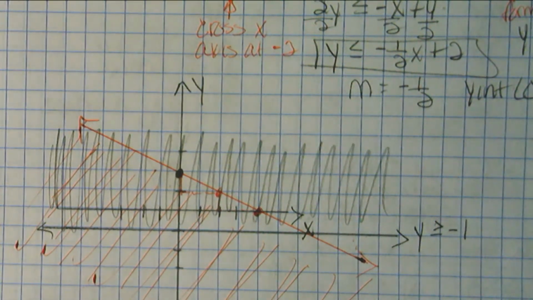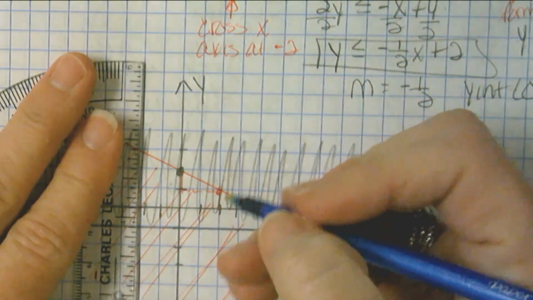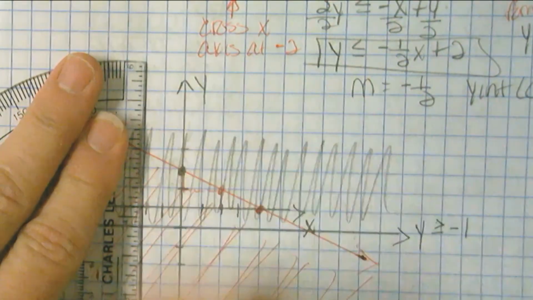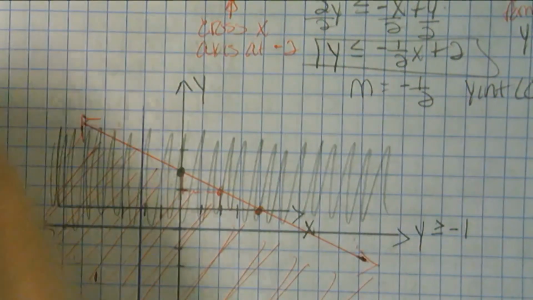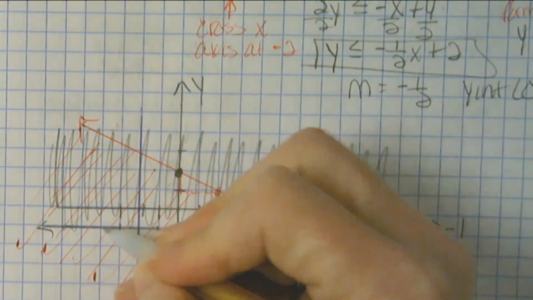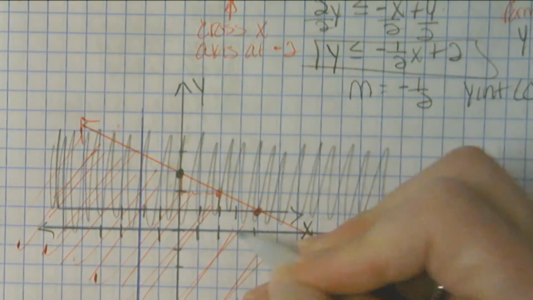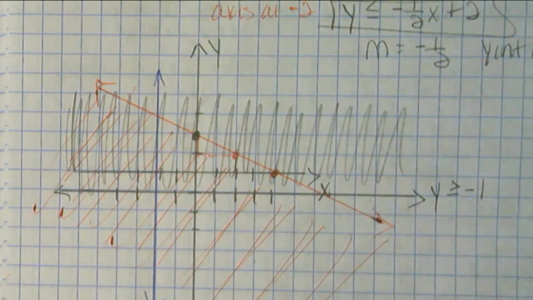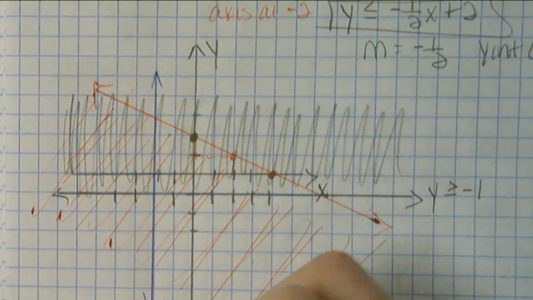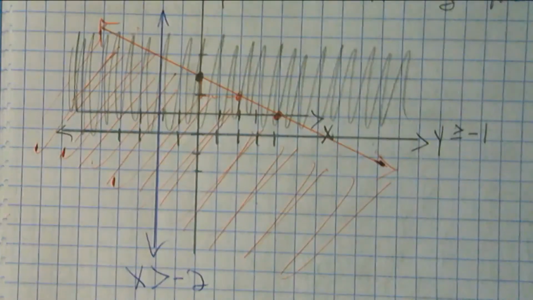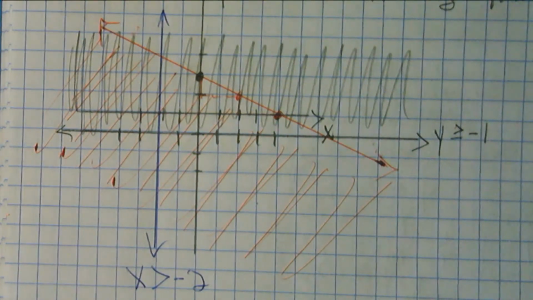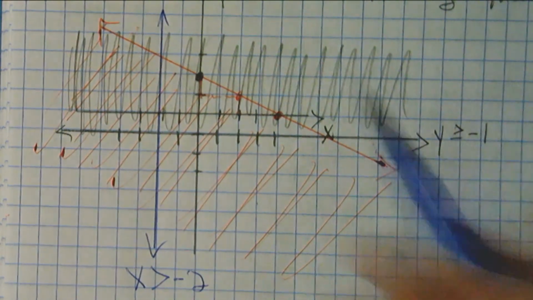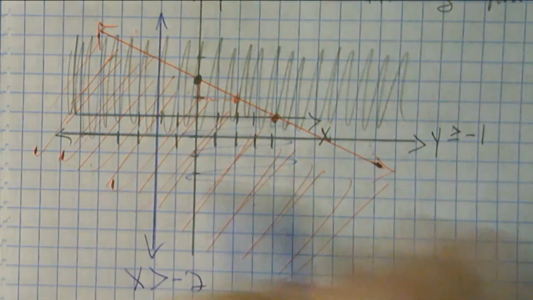If I do negative 2, so now, where am I going to shade for my blue line? To the right of it or to the left of it? I have x is greater than negative 2. Should I shade to the left of it or to the right of it? Giselle? To the right, because all my x's are greater than that line. So I'm shading in here.